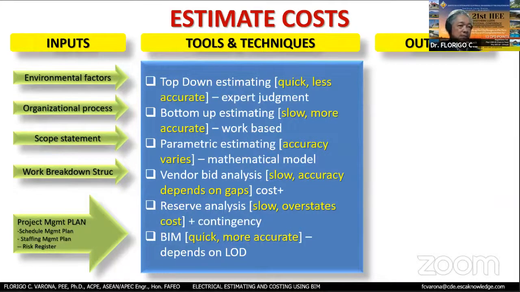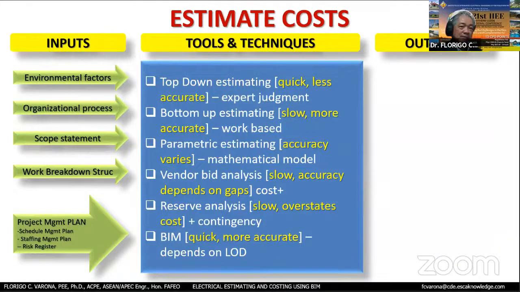Now, we have what we call the next one is bottom-up estimating. This is slow but more accurate. It's work-based, so you go to the details, but the problem really is that in bidding, we do not have enough time to really go into the details. And so therefore, what happened if we will be using this type of estimating is that it might be possible that we'll not be able to finish the estimating on time.